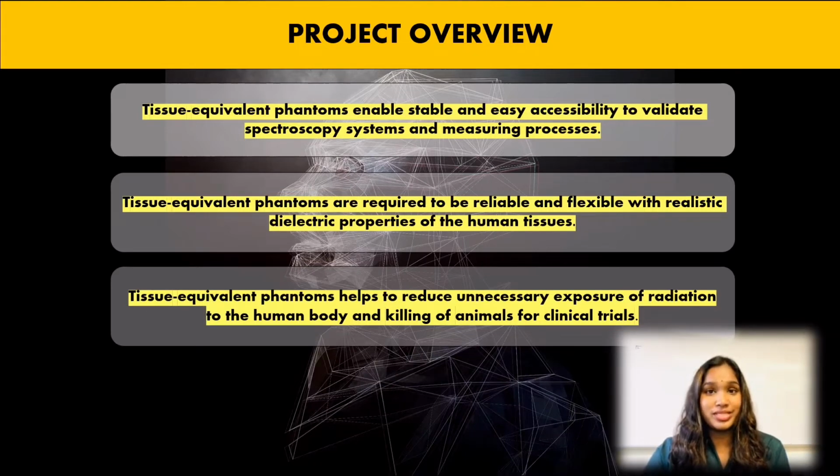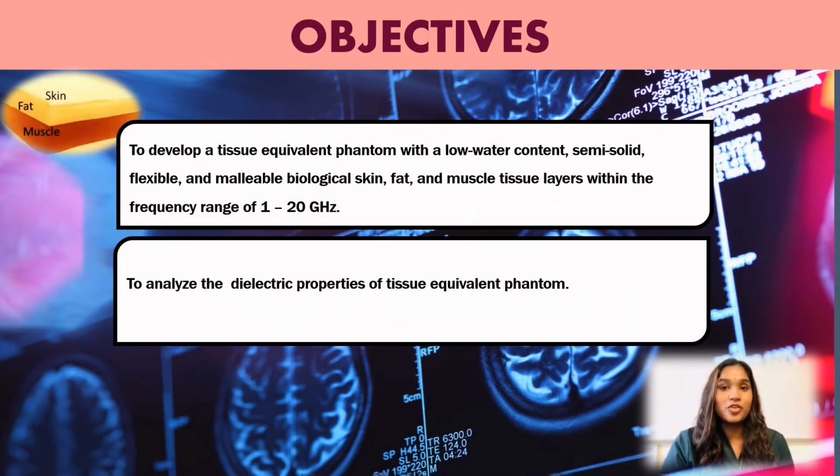for research or experimental purposes. The objective of my project is to develop a tissue equivalent phantom with a low water content, semi-solid, flexible, and malleable biological skin, fat, and muscle tissue layers within the frequency range of 1 to 20 GHz. There are a few types of phantoms, and I chose to develop a semi-solid phantom because it mimics the real physical properties of real human tissue and it is flexible.